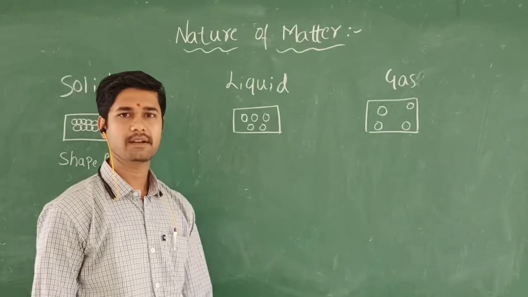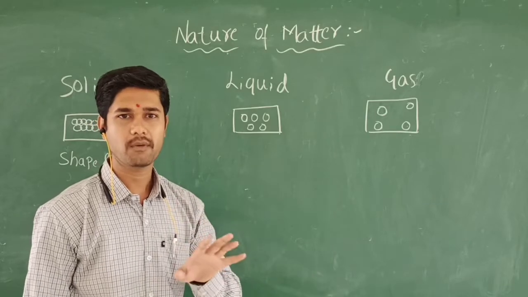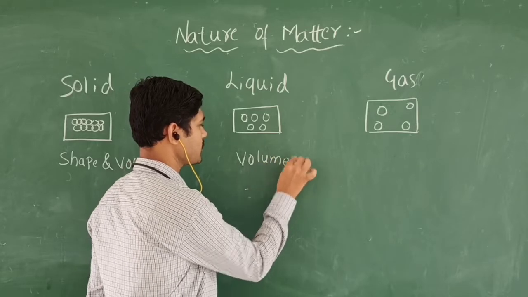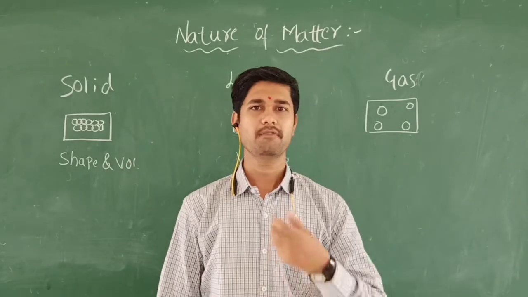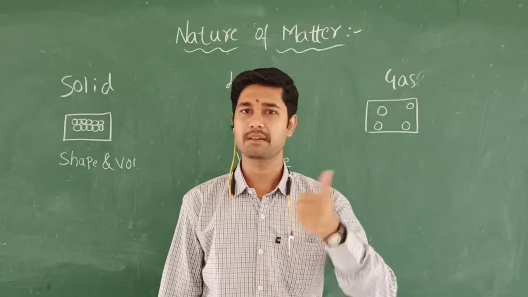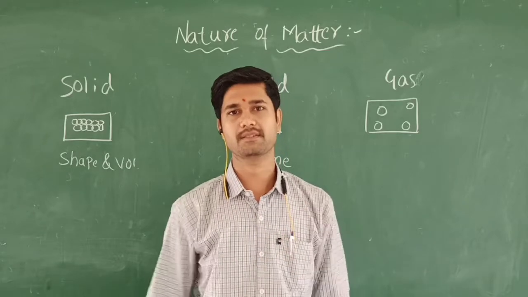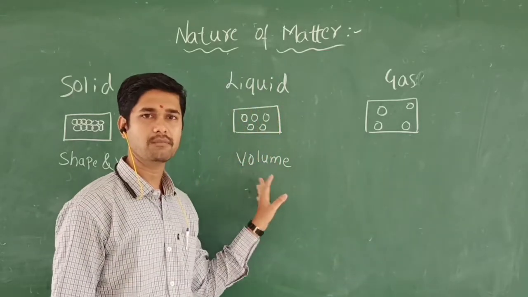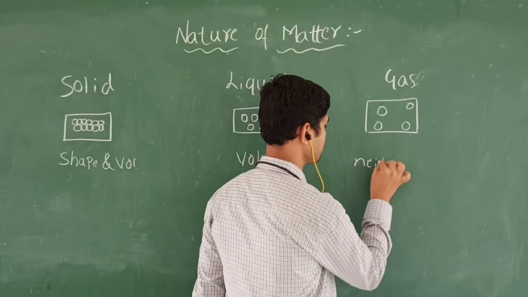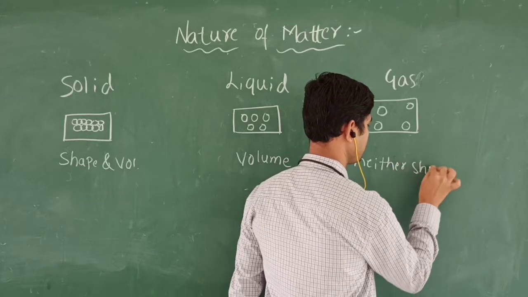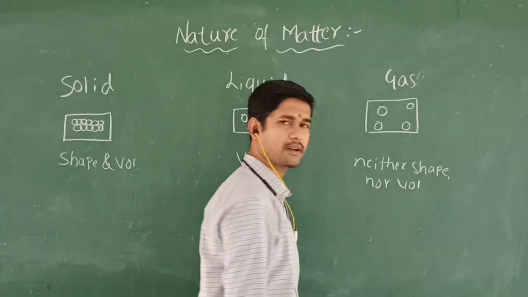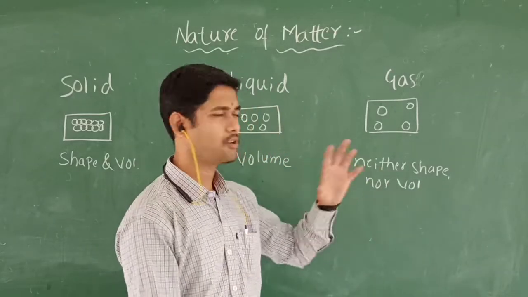What happens in the liquid? In the liquid, they have a definite volume but not shape. They have only volume but not shape. If you take water, it has a volume but it doesn't have any shape. When you place the water in a jug or bucket, it acquires the shape of its surroundings. So it has only volume but not shape. What about gas? It has neither shape nor volume, because the particles move randomly.